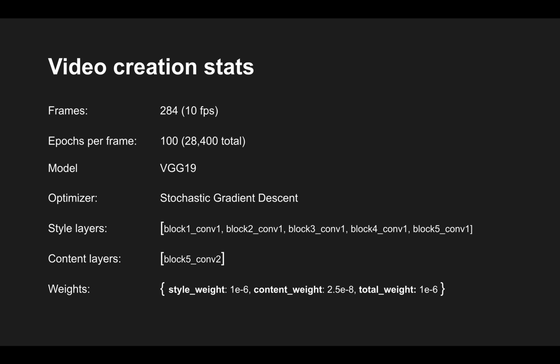For the style layers, I used the low-level convolutional layers, which I extracted from each block. And for the content layers, obviously, I went with the higher block and the higher convolutional layer. And for the weights, I put the same weight for the style and the total weight, and a little bit lower weight for the content weight.